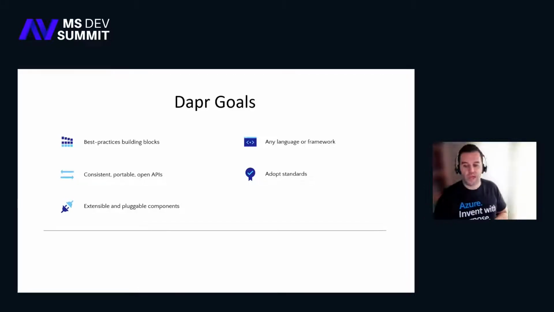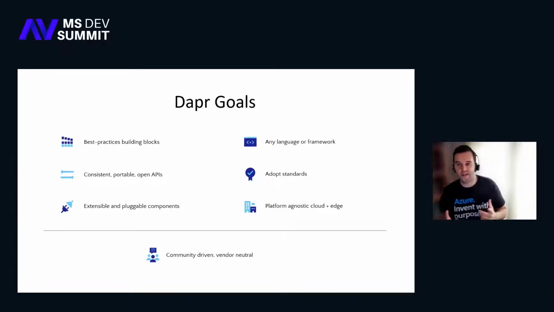I will show you a few examples during this presentation, and also in the demo, you will see how you can easily start to use those available components and also create your own components in case you need that. Another important feature is the fact that it's platform agnostic. That means you can run Dapr and your applications in the cloud and edge, or even on premise if you need. And last but not least, it's a community-driven, vendor neutral project, so each of us can contribute to make it a better and greater project, of course.